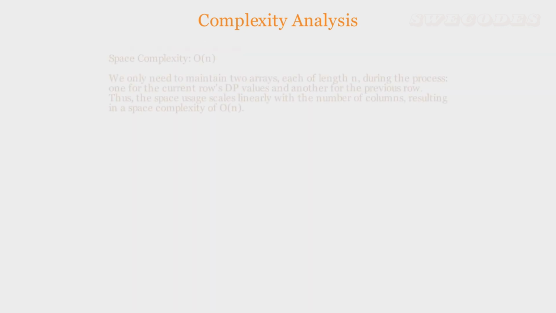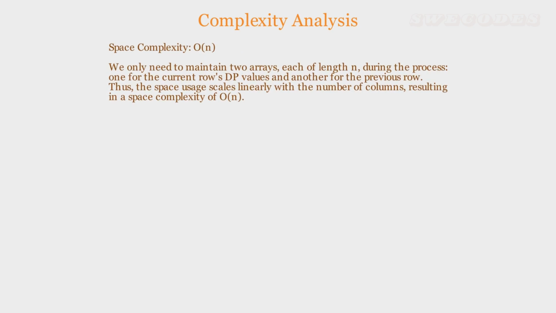Now for the space complexity. Interestingly, despite working with a 2D matrix, our algorithm only uses O of n space. We achieve this by only keeping track of 2 rows at a time, the current row we're processing and the previous row's results. This smart use of space makes our algorithm not just fast, but also memory efficient.